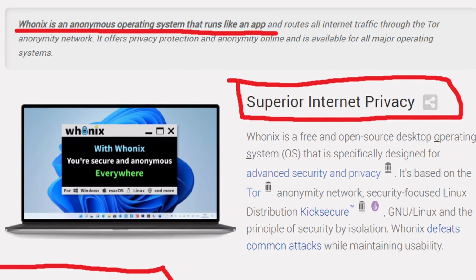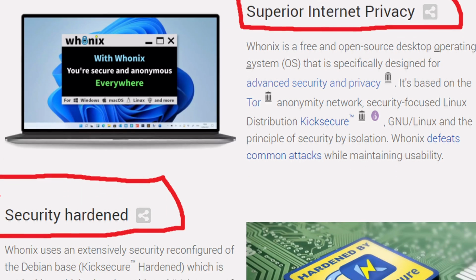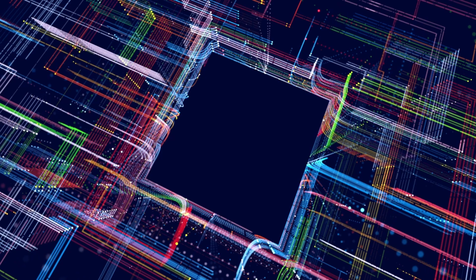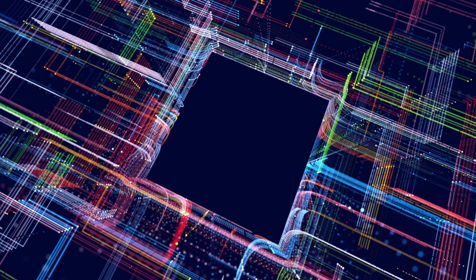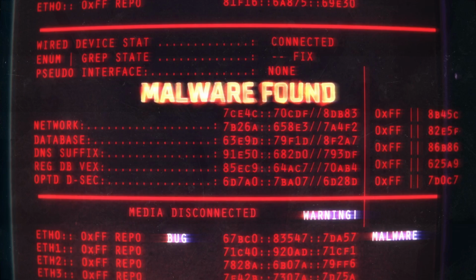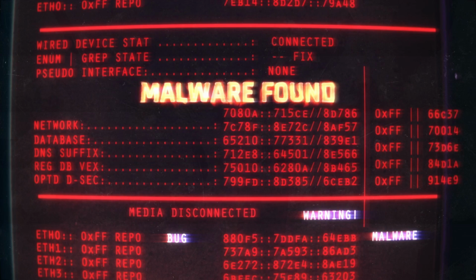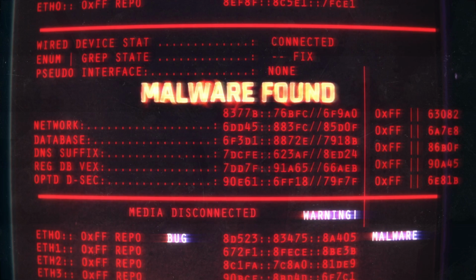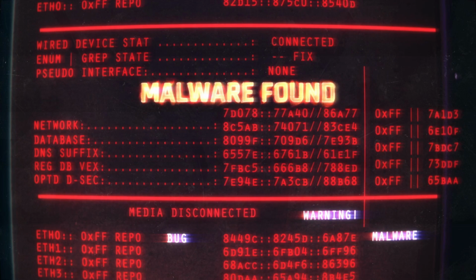Whonix operates on the principle of isolation. It uses two virtual machines, one for handling all internet connections and another for your workspace. This separation means that even if a malicious entity compromises your browsing, your actual operating system remains untouched.